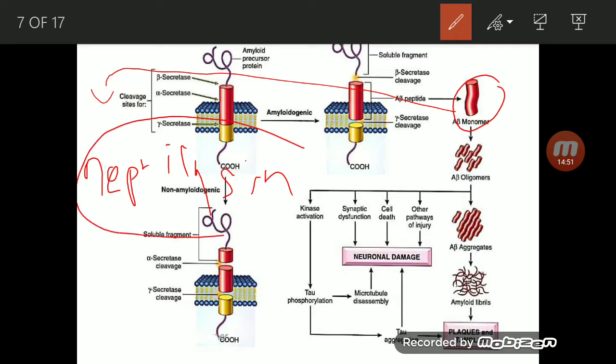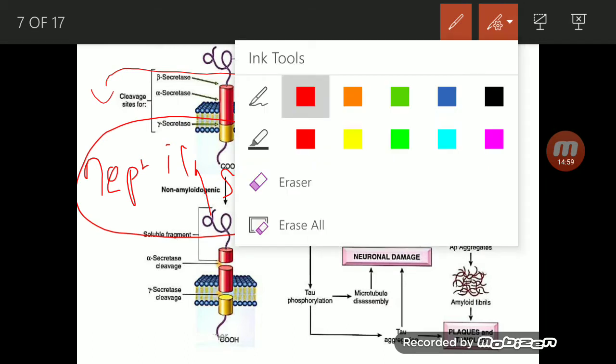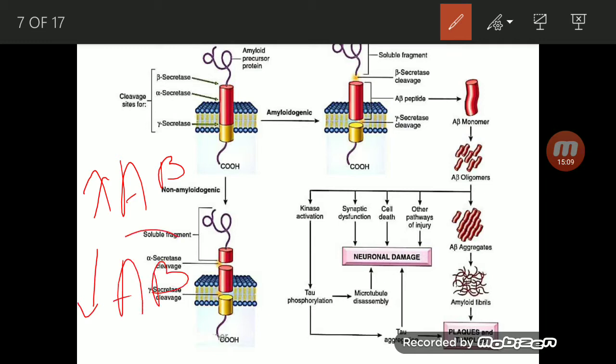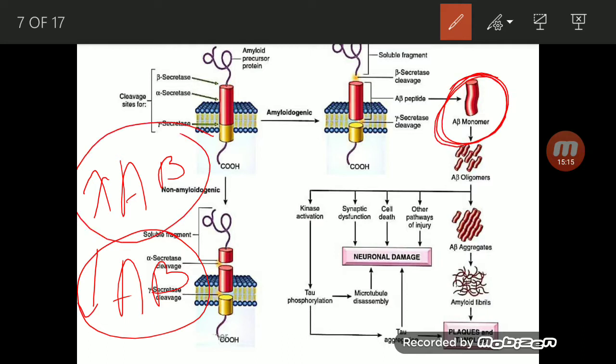Okay, your enzyme neprilysin also helps in the breakdown of your amyloid beta plaques. But whenever your production of amyloid beta is far greater, and your destruction of amyloid beta is less, it leads to accumulation of amyloid beta monomer.